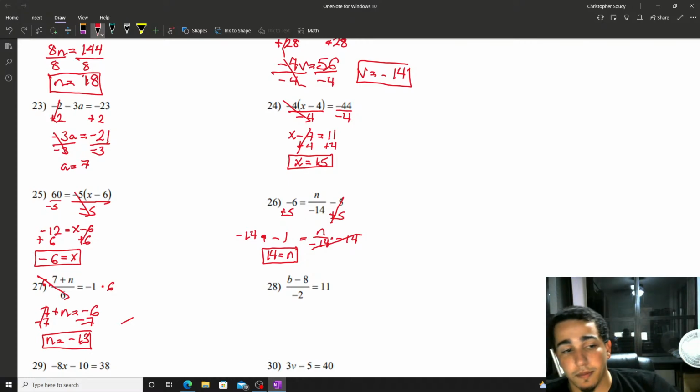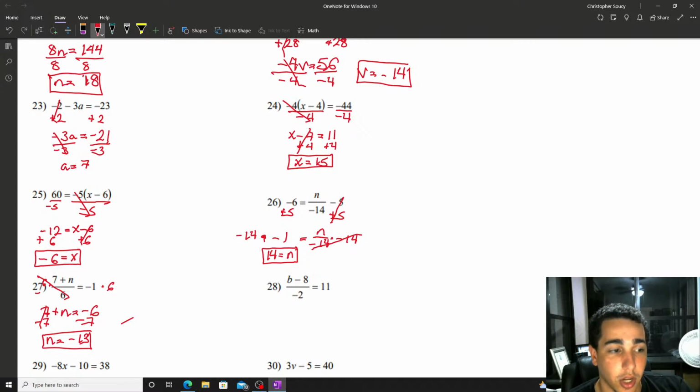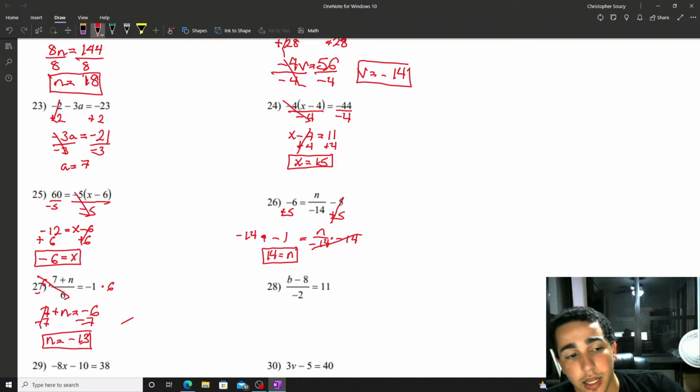For number 28, we're going to have the same first step as for number 27. Here we're going to multiply both sides by negative 2. On the left side, when we multiply by negative 2, the negative 2 on top and negative 2 on the bottom cancel. And we have b minus 8. And then on the right side, 11 times negative 2 is going to be negative 22.